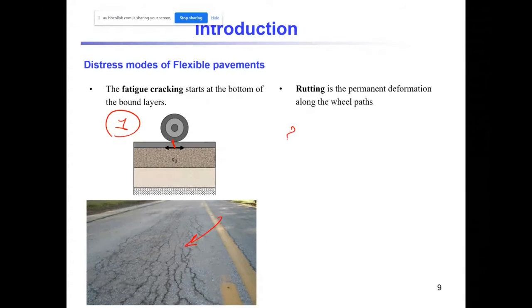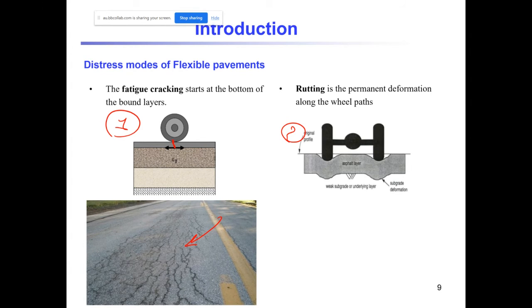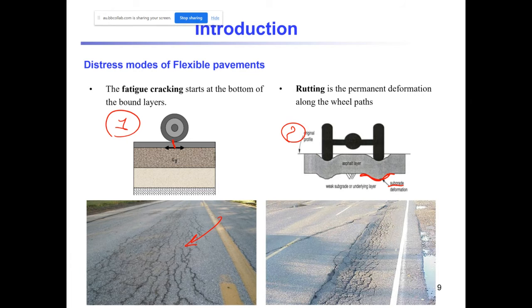The other mode of failure is permanent deformation or rutting, and this one is related to the subgrade, the permanent deformation in the subgrade. And this is the permanent deformation along the wheel paths. So you can see at the level of subgrade, we have some permanent deformation. And this is an example of this type of failure in the road. And any pavement you design, you need to check whether this happens during the design life or not. If this happens during the design life of the pavement, then your design won't be acceptable.